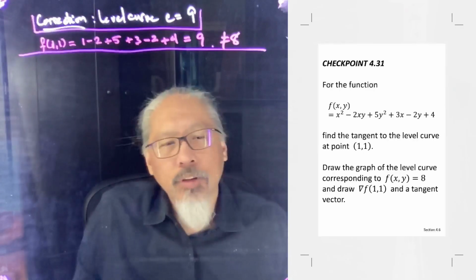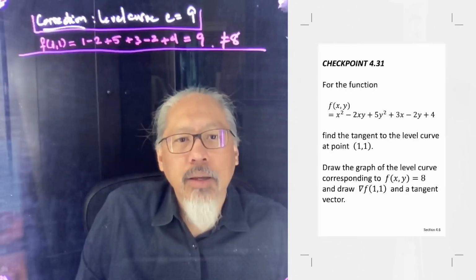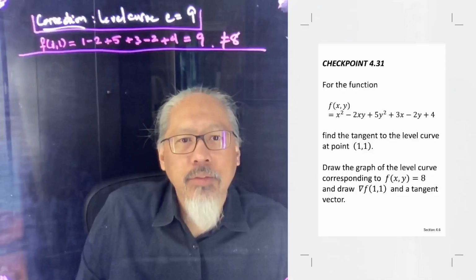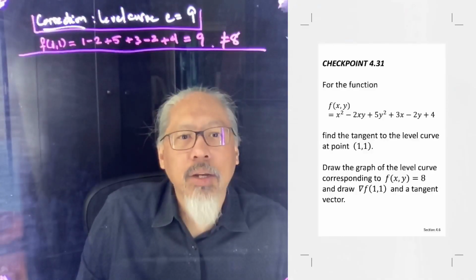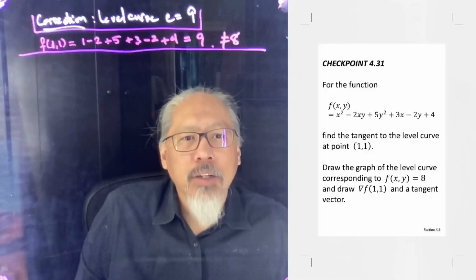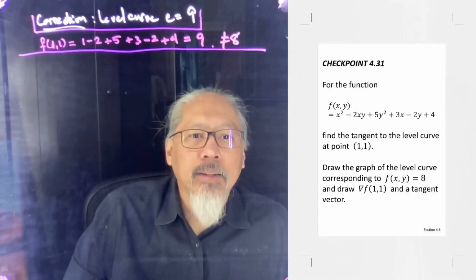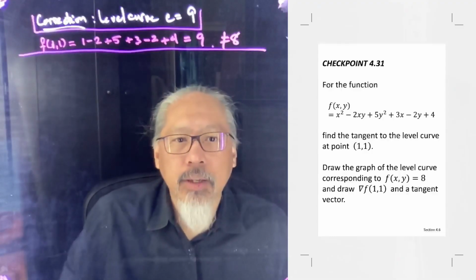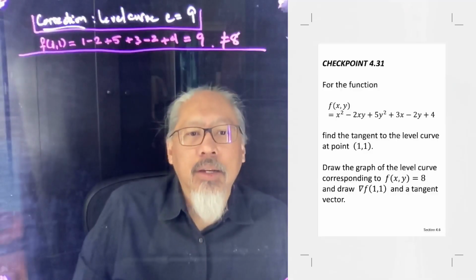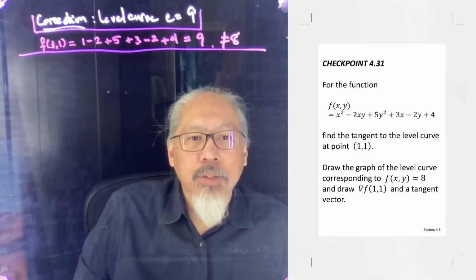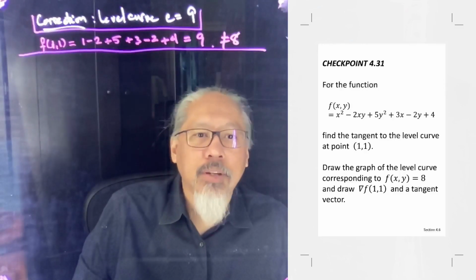Hello, we're doing checkpoint 4.31. They give us a function f of x, y equal to x squared minus 2xy plus 5y squared plus 3x minus 2y plus 4, and they want us to find the tangent line to the curve at the point (1, 1). The curve is given by the level curve, corresponding to when the function is set equal to 8. And then they want us to draw the gradient vector and the tangent vector along with the graph.